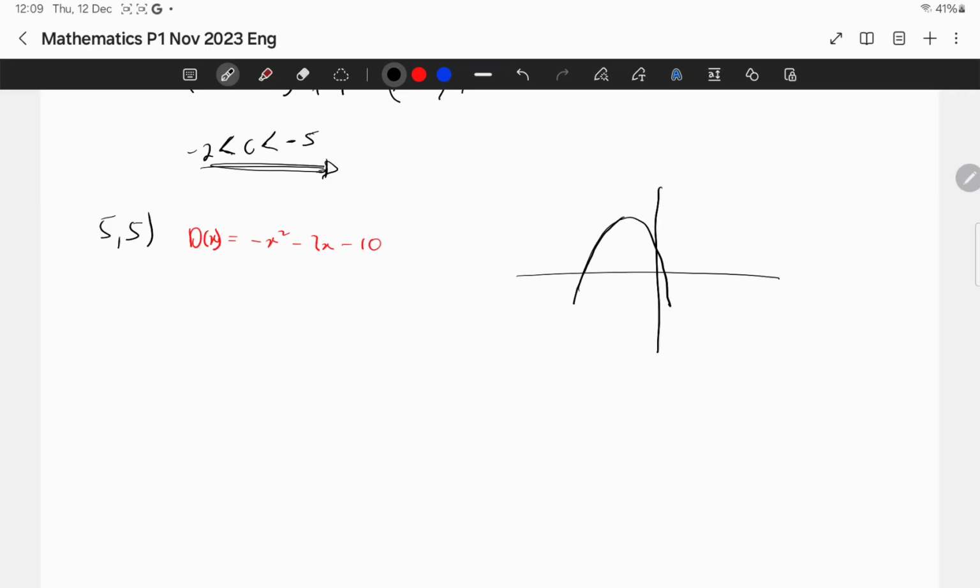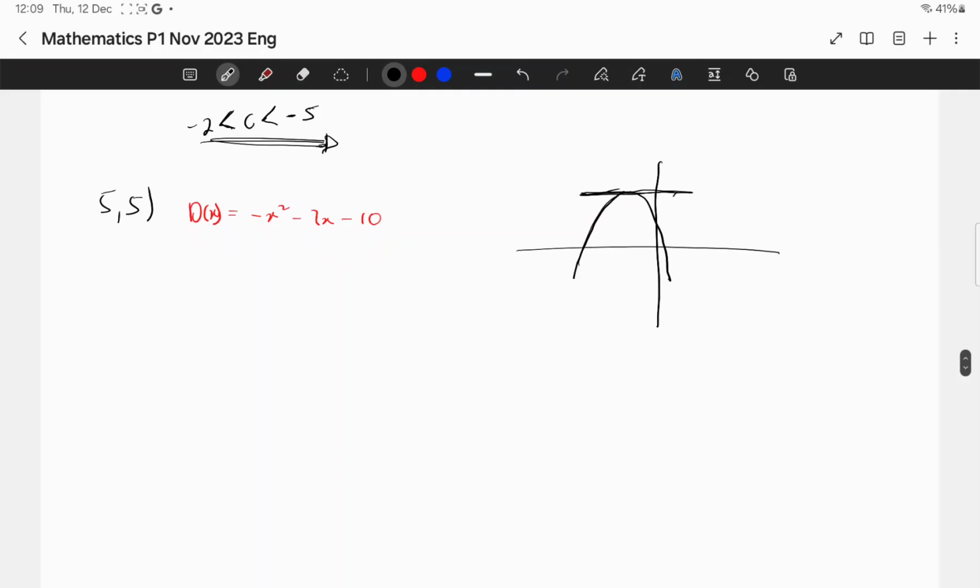Our function d of x is of this shape. It has a maximum point. What does this mean? It means that the maximum distance between the function f and g occurs at the turning point of our function d of x. And how do we find the value of the distance at that point?